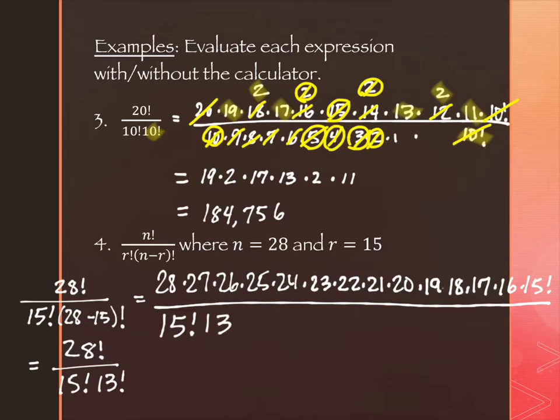So we are going to cancel the 15s. If you want to just mark that, you can. But the 13 needs to be written out as well. So we've got 13 times 12 times 11 times 10 times 9 times 8 times 7 times 6, 5, 4, 3, 2, and 1.